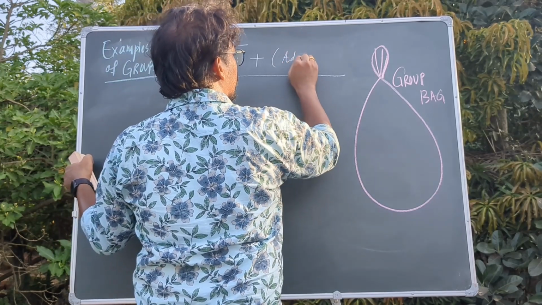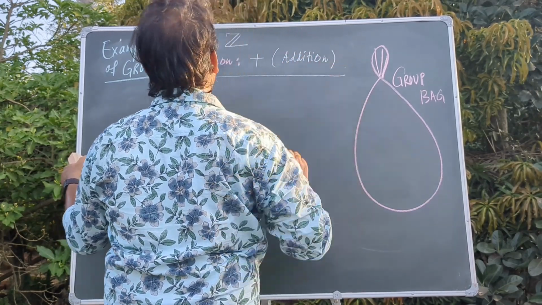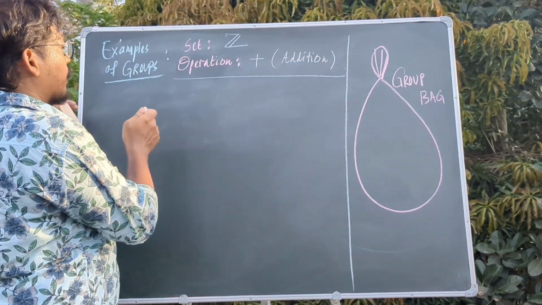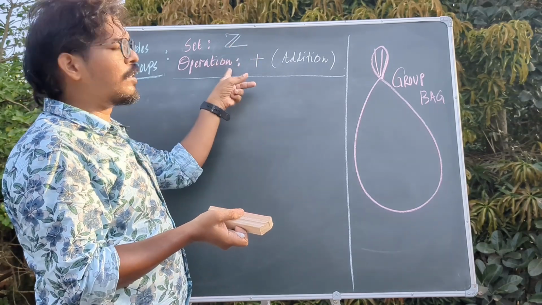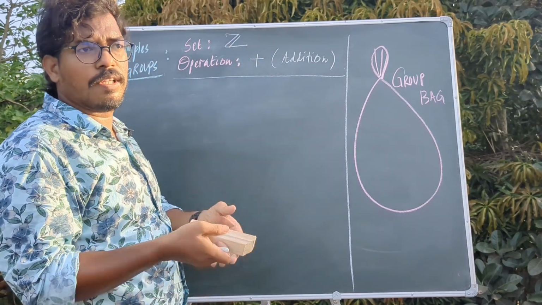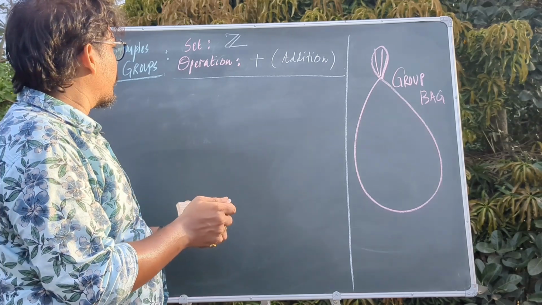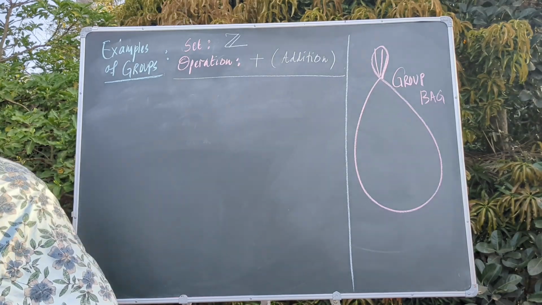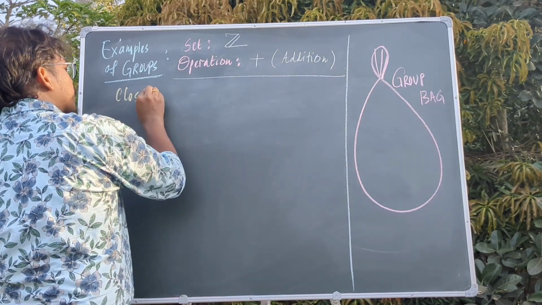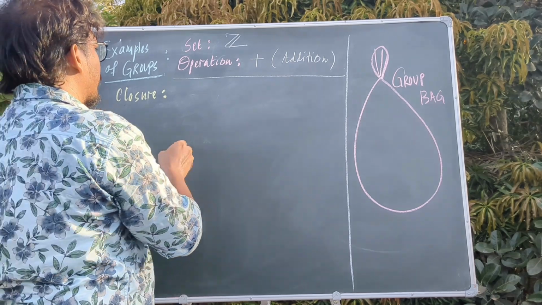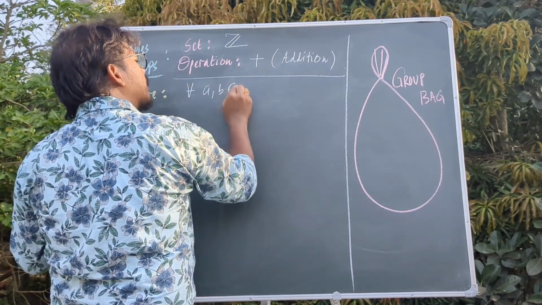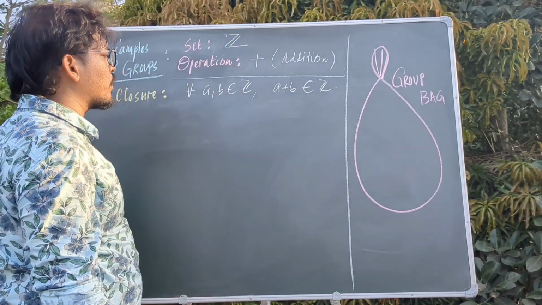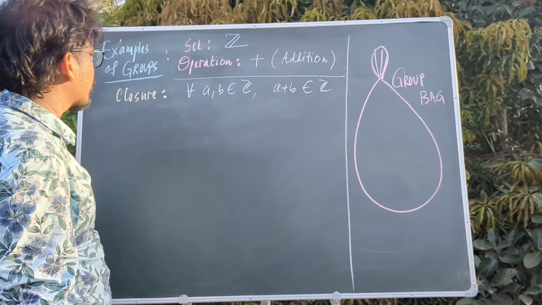This is addition. Let me separate our bag from the examples. Our set is the set of integers and the operation is addition, ordinary addition, the integer addition we are familiar with. Let us verify if it is satisfying all group axioms or not. First one is closure. For any two integers, their sum is also an integer, therefore the closure property is satisfied.